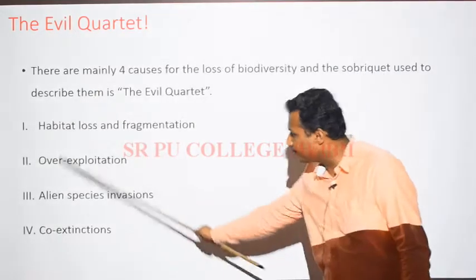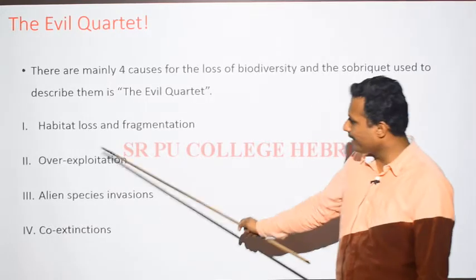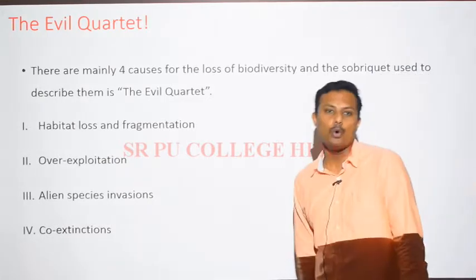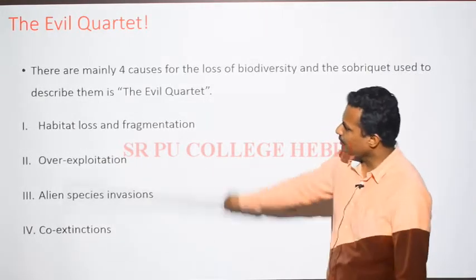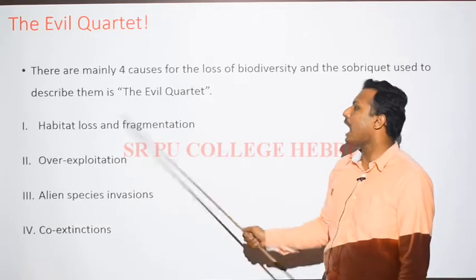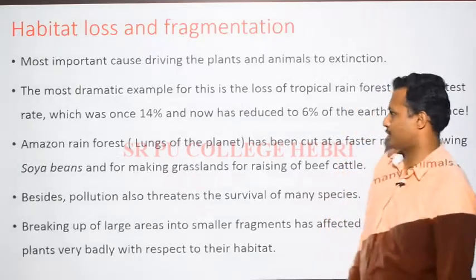See, these are the four of them: habitat loss and fragmentation, overexploitation, alien species invasion, and co-extinctions, right? So these are the four most common causes that we see here. First, let us consider habitat loss and fragmentation.